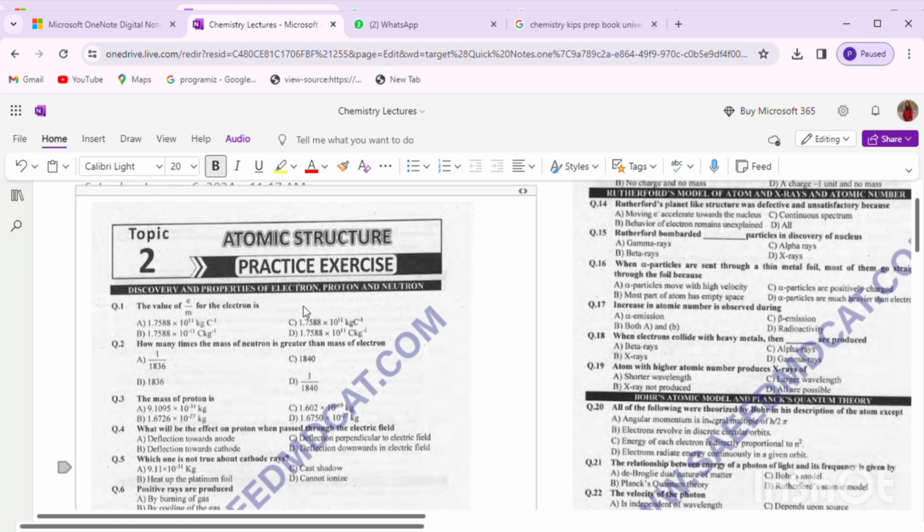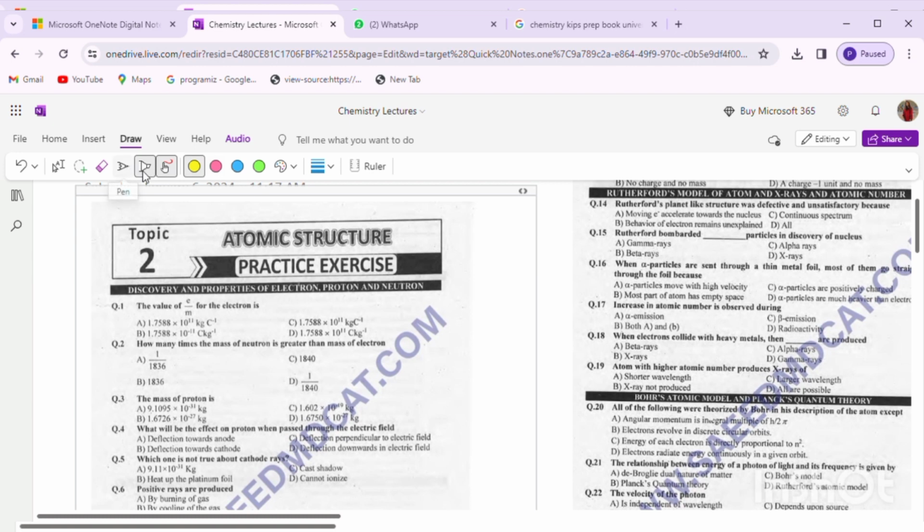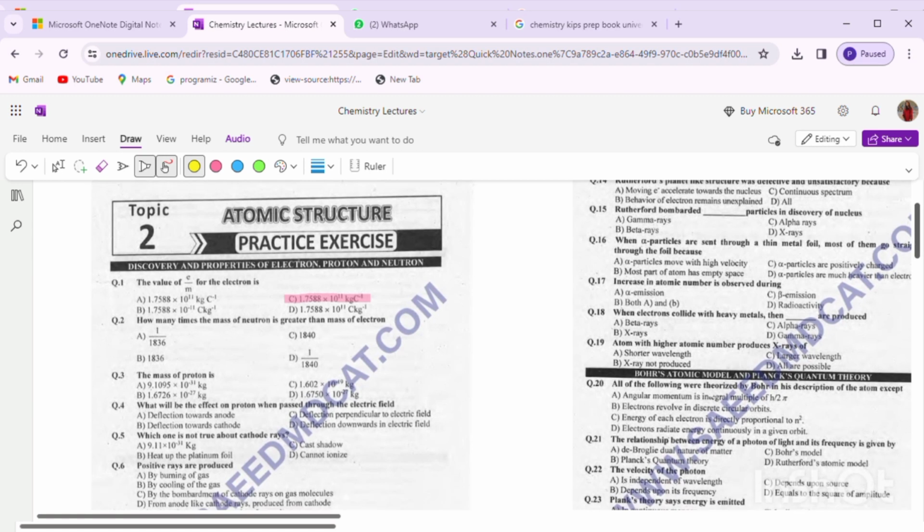Because they both are the same options, so we are going with it. Our correct option is 1.7588 into 10 to the power 11, right? So our first option is correct as well. I'm not marking both of these, however, we know option A is correct.